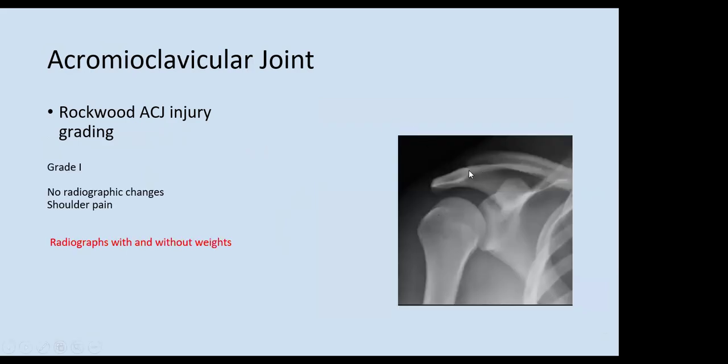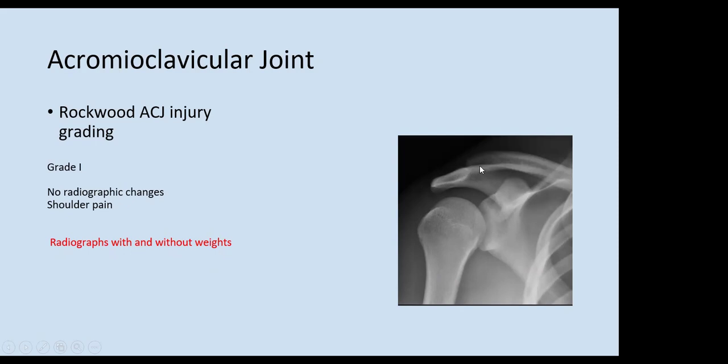For type 1, normally they have a normal ACJ, they have a normal coracoclavicular distance. They only present with shoulder pain, but you might need to consider doing radiographs with and without weights. That's because sometimes it can be difficult to differentiate between type 1 and type 2. So sometimes we ask the patient to carry weights, and we do radiographs before weights and after weights to see if there is widening of the ACJ.